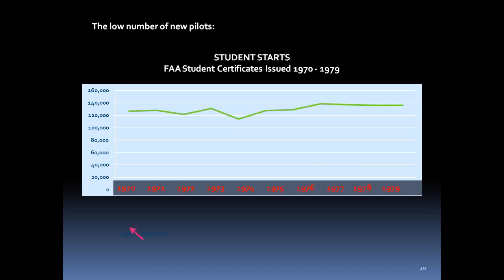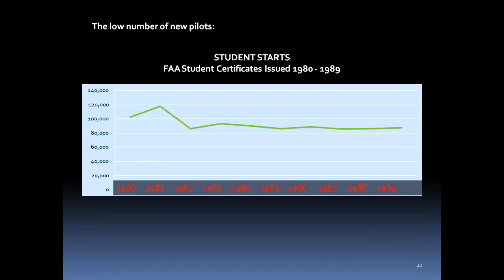This is the decade of the 70s. You can see in 1970 there were 127,000 new student starts every year. Mid-70s about 114,000 a year. By the end of the decade 136,000 student starts a year. That was an average of 136,000 student starts a year through the 70s. In the 80s, remember we ended with about 136,000 student starts in 79. 1980 it dropped off to 102, took a little bump up to 120, dropped off to 86, and by the end of the 80s we were down to an average of 87,000 student starts a year.